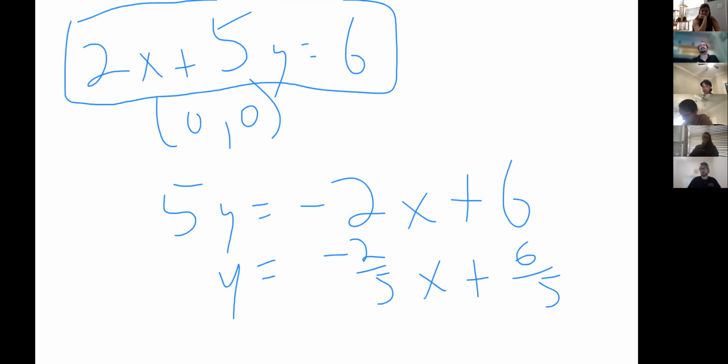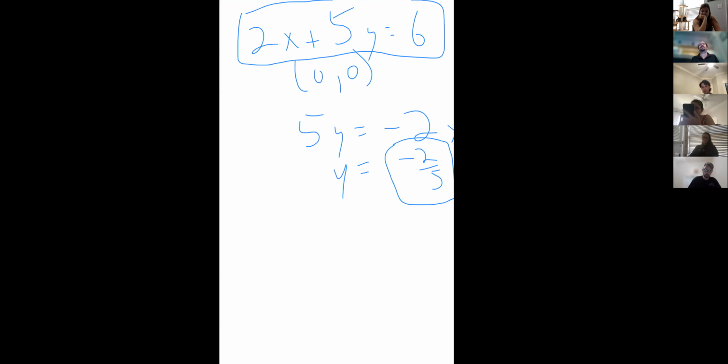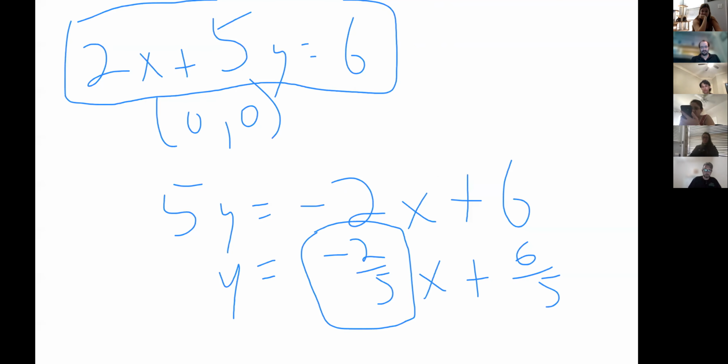No, that's good. I'm just trying to make sure. You're telling me absolutely correct. I want to put it in this y equals mx plus b form because I want to pick out the slope from it. The slope. And I know the slope with this guy is negative, minus 2 over 5.